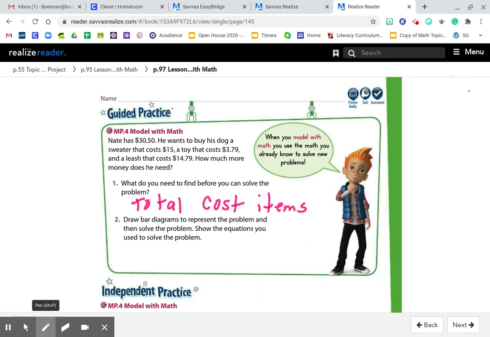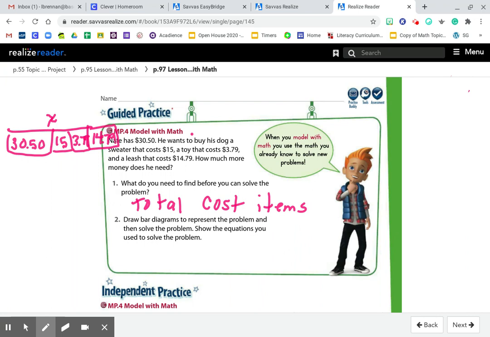Draw bar diagrams to represent the problem and then solve the problem. Show the equations you want to use. So we have two different things to do here. So the bar diagram, we don't know what the whole cost is. That's the first thing we're doing, remember? And we're going to add $30.50, we're going to add $15 and $3.79 and $14.79. So we're going to add all those together.